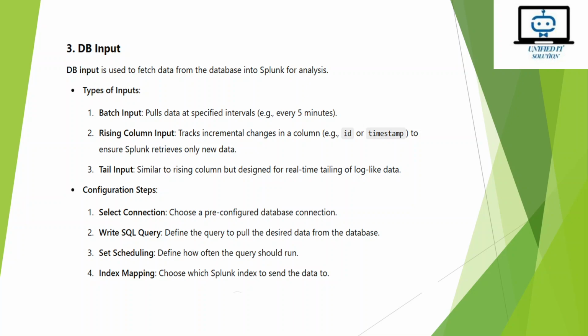Every 5 minutes it will get whatever data is available in the table, so it will get all the data. Rising column works on tracking incremental change: whatever changed since the last fetch, it will track via ID or timestamp and fetch only the delta data, or you can say only new data. Tail input is similar to rising column, but designed only for real-time tailing of data. We mostly don't use it; we mostly use batch and rising column, which is more powerful.